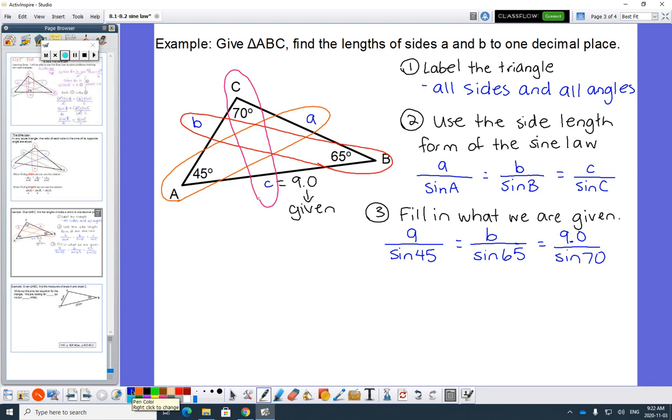So then a bubble is a ratio. So A goes with angle 45, B goes with angle 65, C, which is 9, goes with angle 70. So you have to have at least one filled in ratio. So you have to know one side and its corresponding angle. So now that you have this, we're going to find side A and B. What I would do is split it apart, okay? So we're going to use the ratio that we know to solve for side B, and we're going to use the ratio that we know to solve for side A.